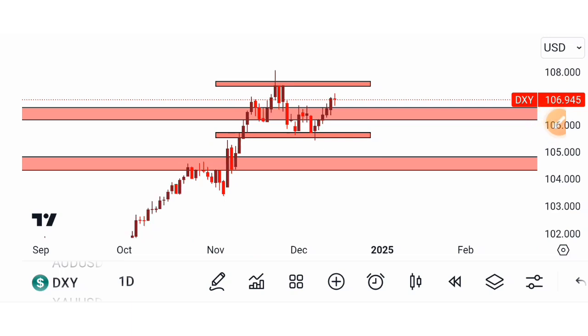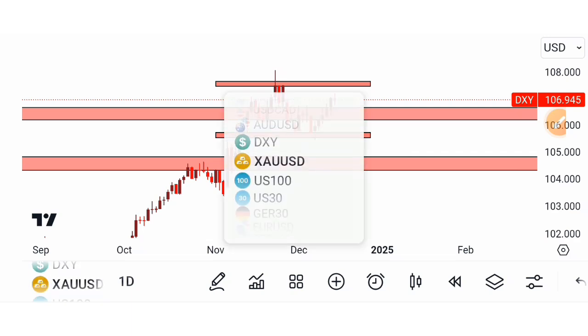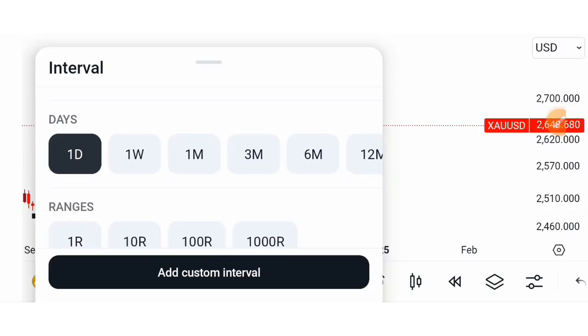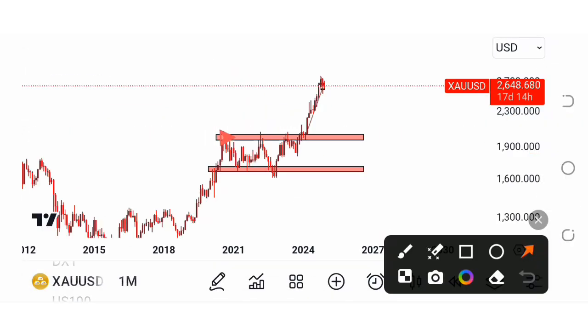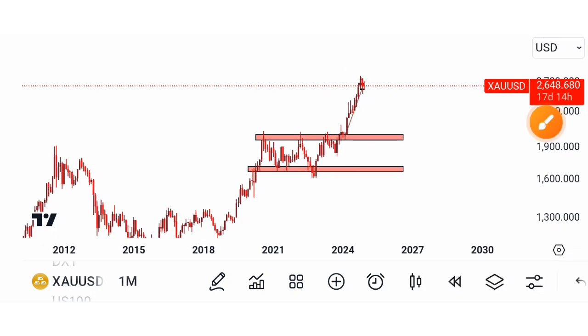Moving on to the second instrument of the day, this is gold. I also don't have a bias on gold at the moment. If you go to the higher time frame, you can clearly see that this market is on a bullish run. However, I'm not really interested in that.